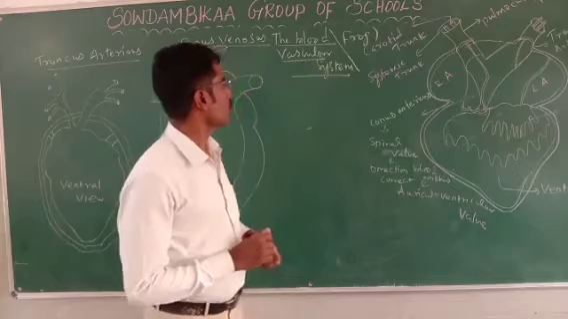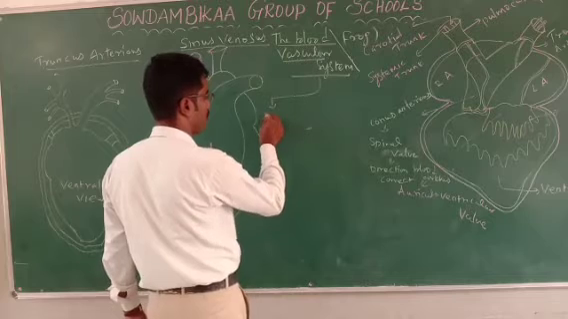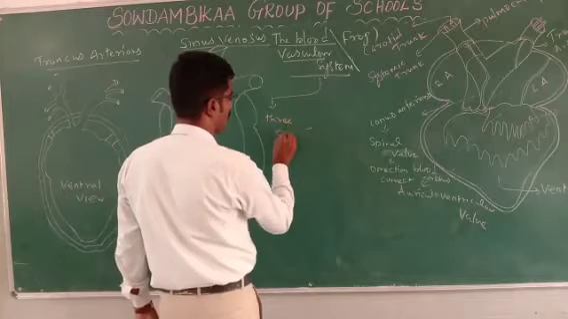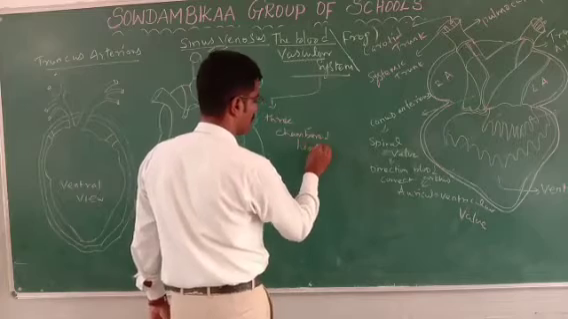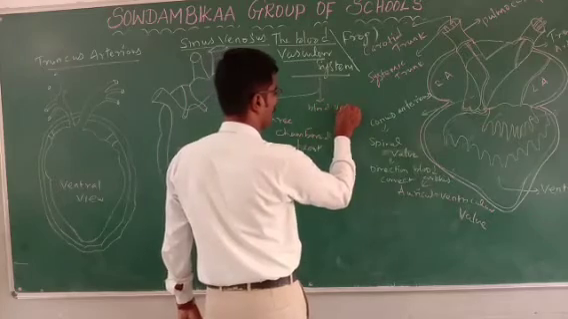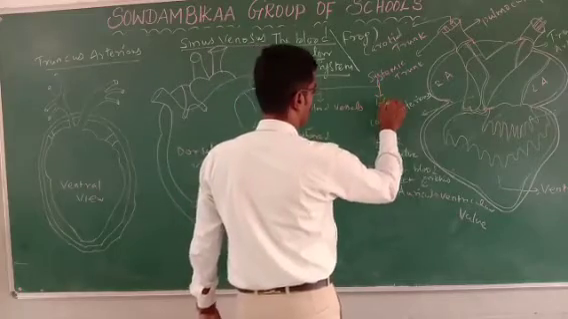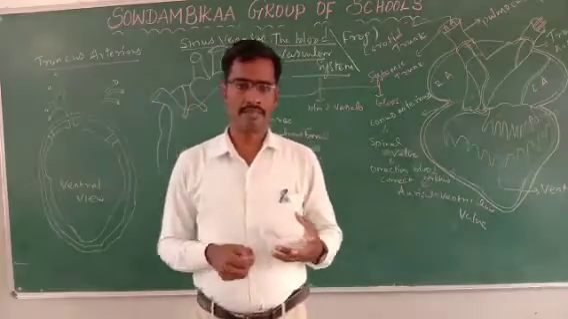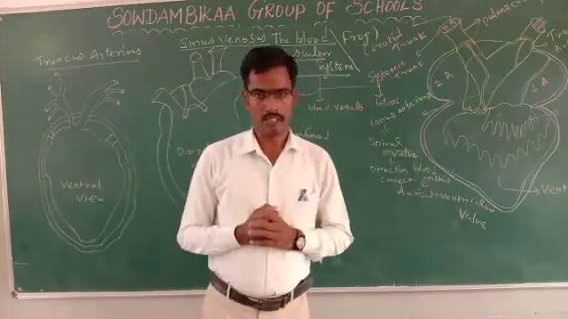Okay, the blood vascular system of frog consists of three parts, namely: first one is a three chambered heart, second one is blood vessels, and third one is blood. So the blood vascular system of frog consists of three chambered heart, blood vessels, and blood.